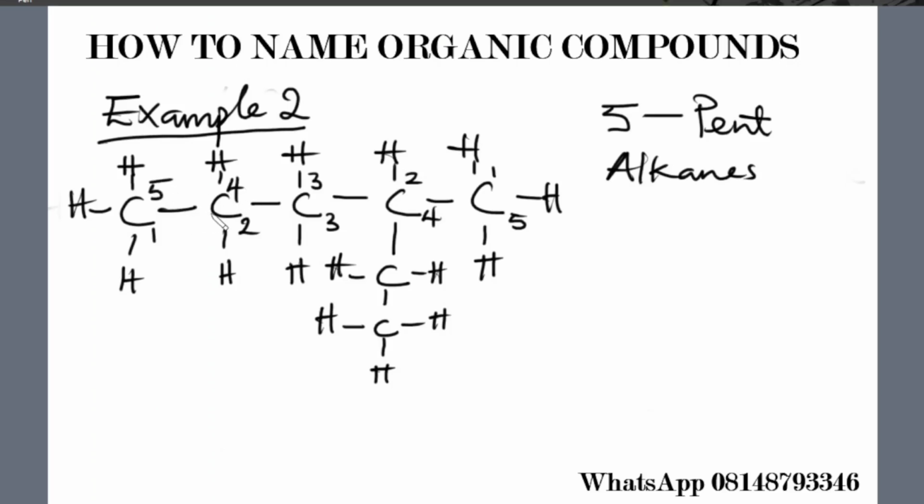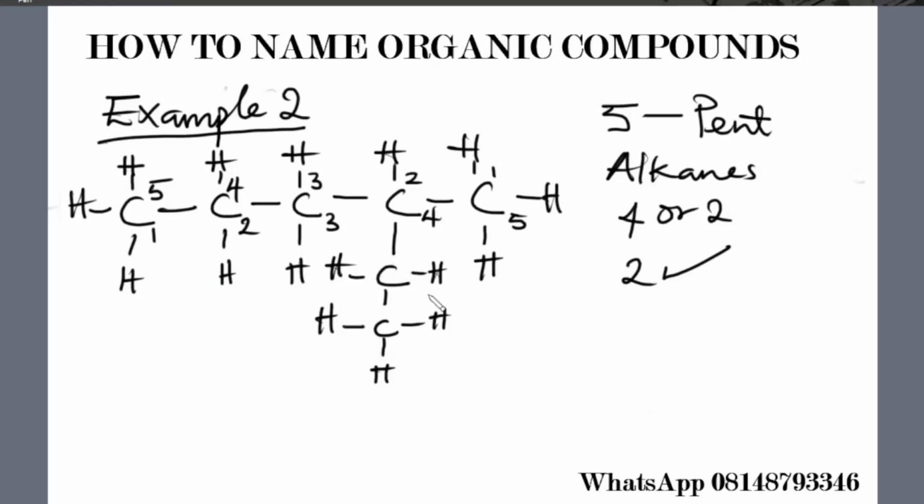Now the fifth thing to be done is to choose the lowest value where the substituent is attached. Now this is the substituent. So let's check for the lowest value. Counting from left to right, we have 1, 2, 3, 4. So we have 4. And then counting from right to left, we have 1, 2. So we have here 2. And then the lowest value here is 2. So we go with 2.